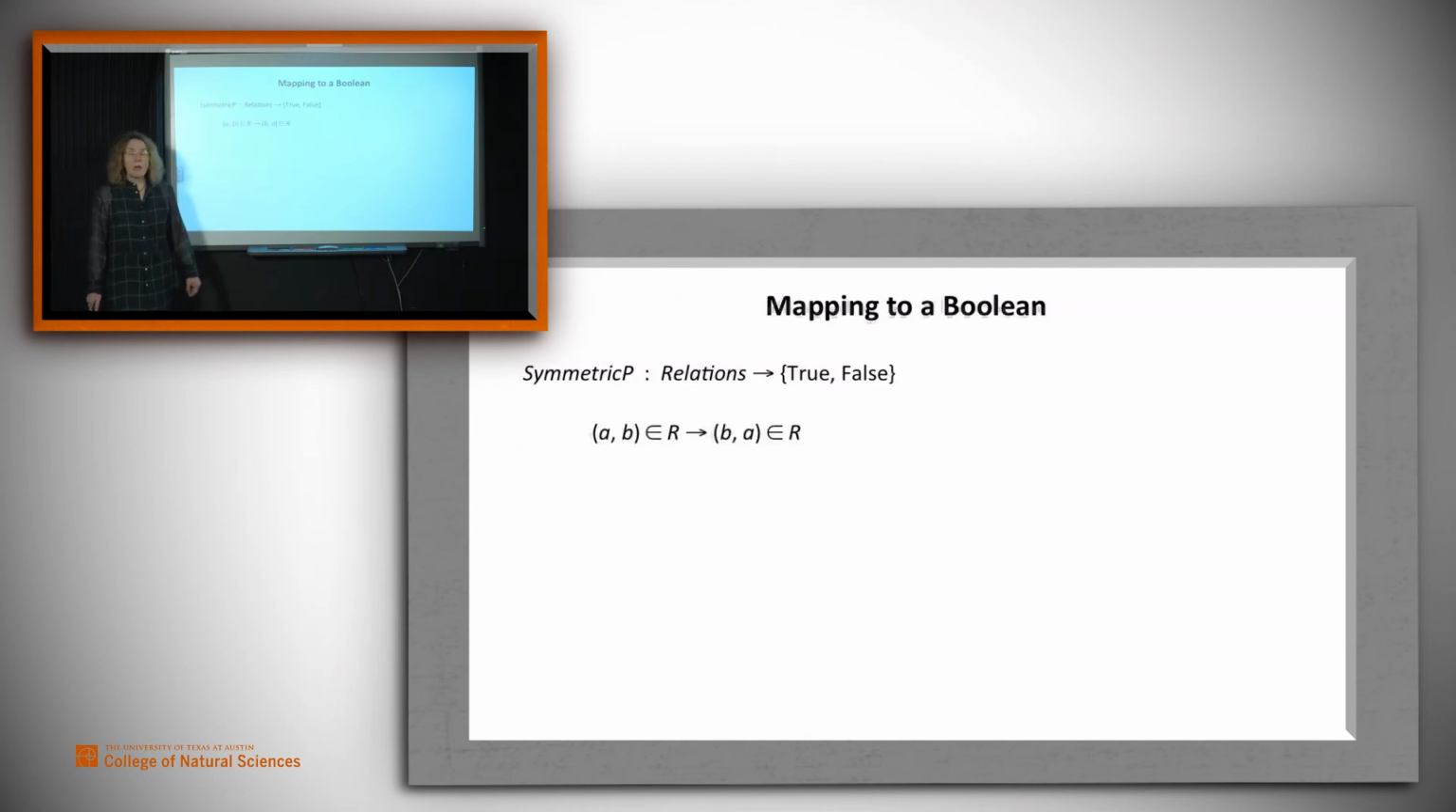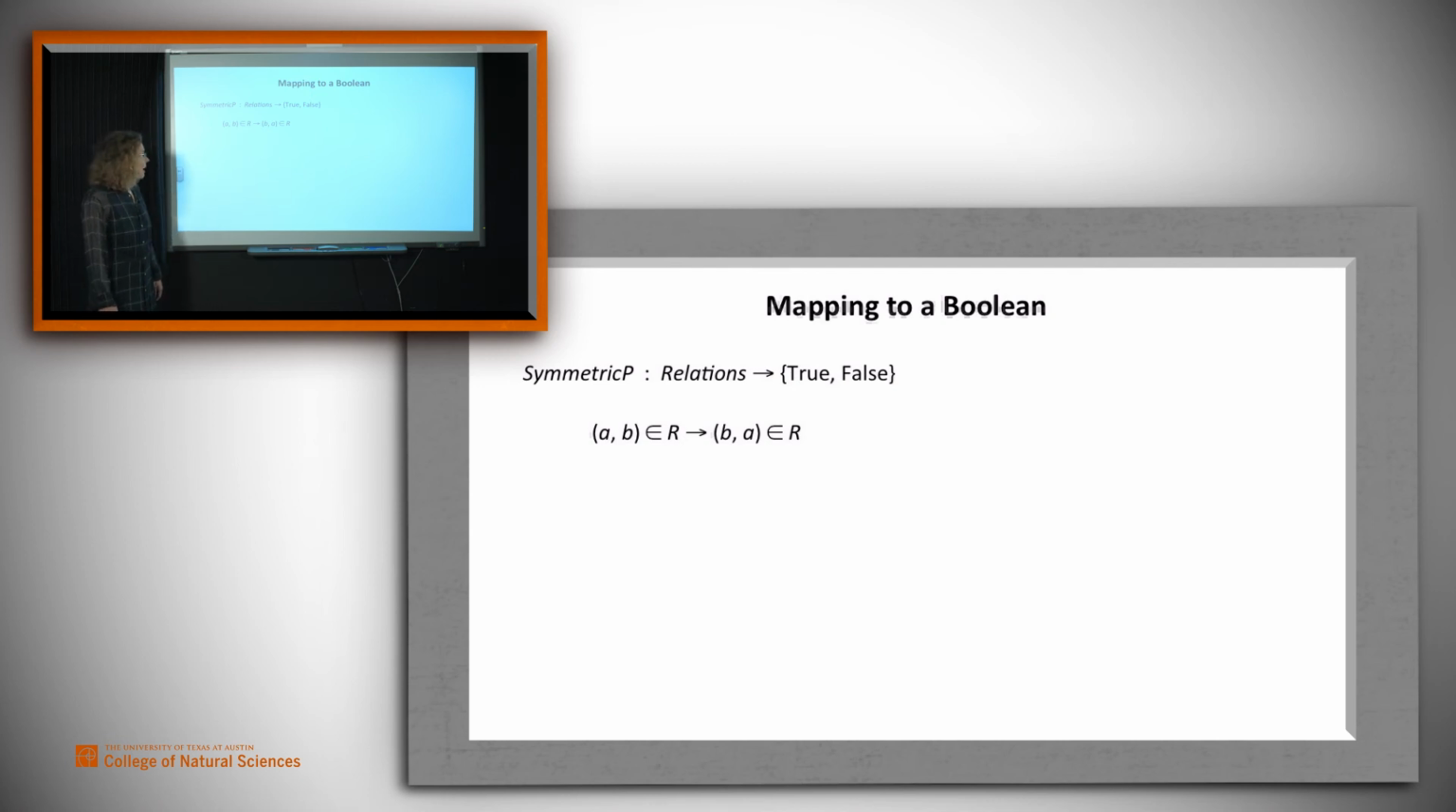Okay, now we can map to things besides numbers and sets of numbers. For example, what if we want to ask a Boolean valued question about something? The values in the codomain are true and false. So let's look at an example of that. So symmetric P is going to take in a relation and map to true or false: it returns true in case the relation is symmetric, and false otherwise.